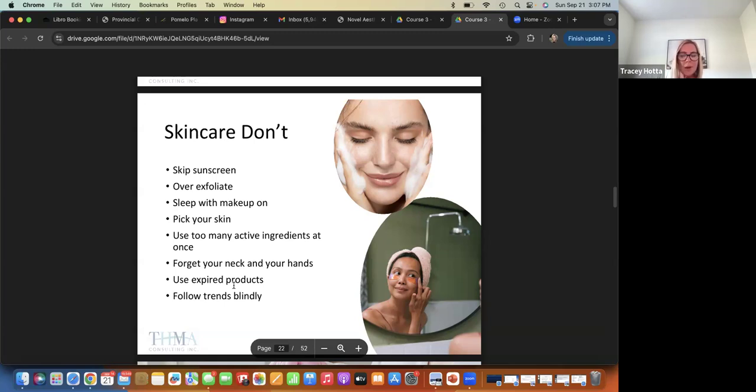You don't want to use expired products. So usually you will see on your skincare, there's an expiry, or it will tell you how long it's good for once it's opened. So always have a quick peek at that.